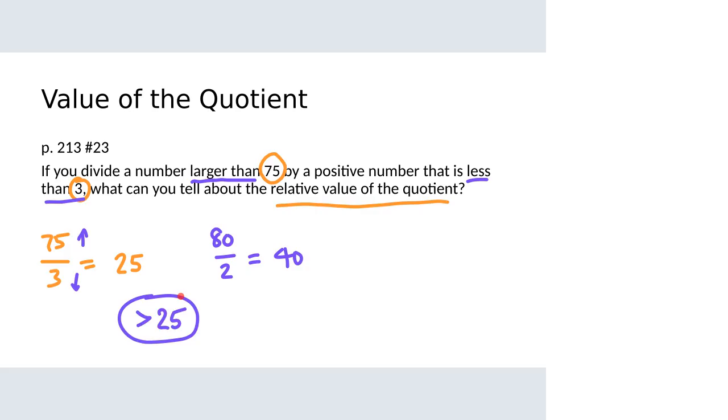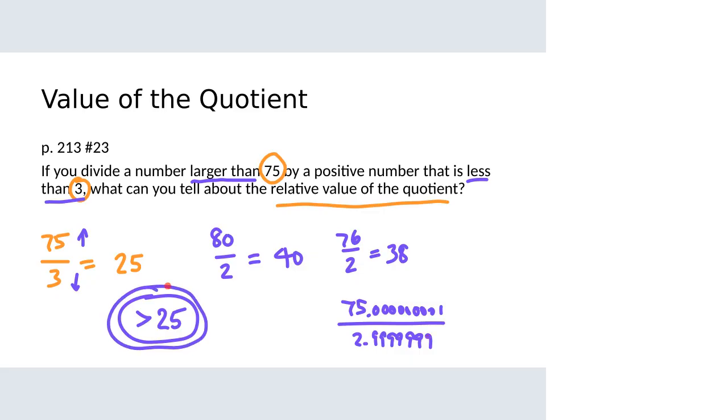I'm not going to say anything about 40 because, yeah, 80 and 2 were really easy numbers to work with, but I just as easily could have done 76 and 2 and wound up with, what, 38? Or I could have done 75.000000001 and 2.999999999, and that's going to be really close to 25, but it'll be bigger than 25. And so the conclusion I can make is that the relative value of the quotient, it's going to be greater than 25.